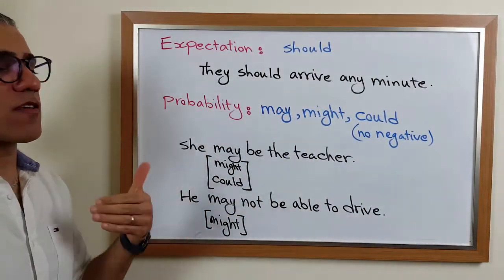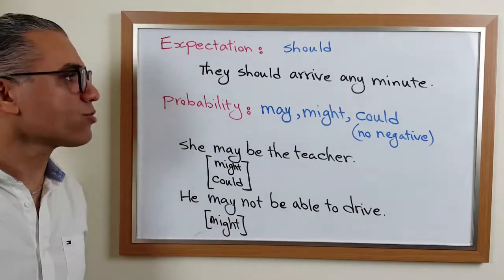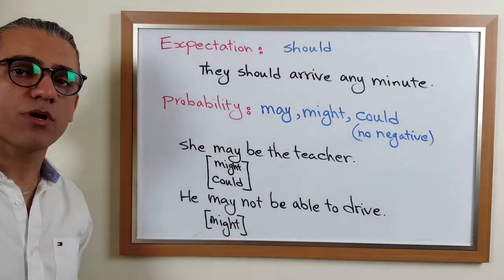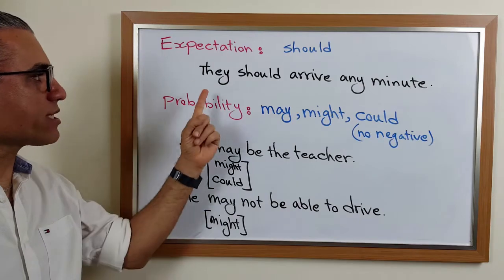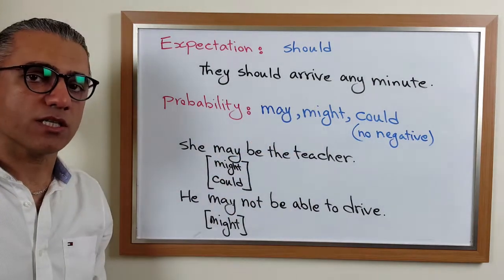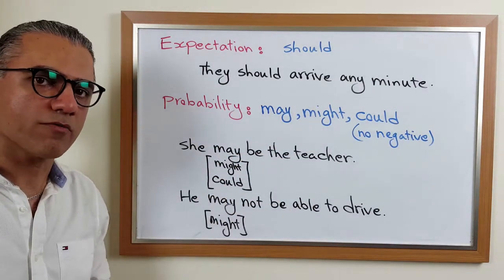Next function is expectation. When you expect something to happen, we use should to describe expectation. For example, they should arrive any minute. It means we expect them to arrive any minute.